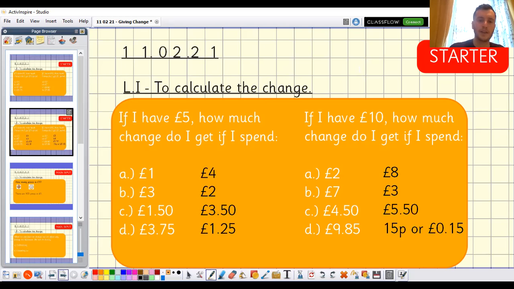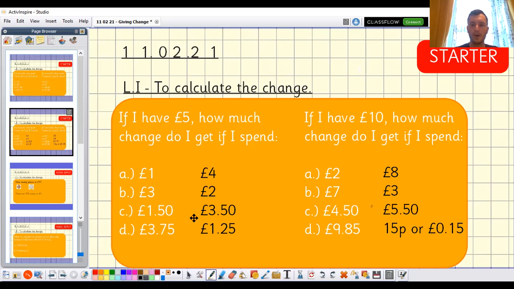Let's look at those answers together. So for question A, it would be £4 because £5 take away £1 is £4. For B, it'd be £2 because £5 take away £3 is £2. C is £3.50. D is £1.25. Those two are a little bit trickier because you had to take away the pounds and then the pence.